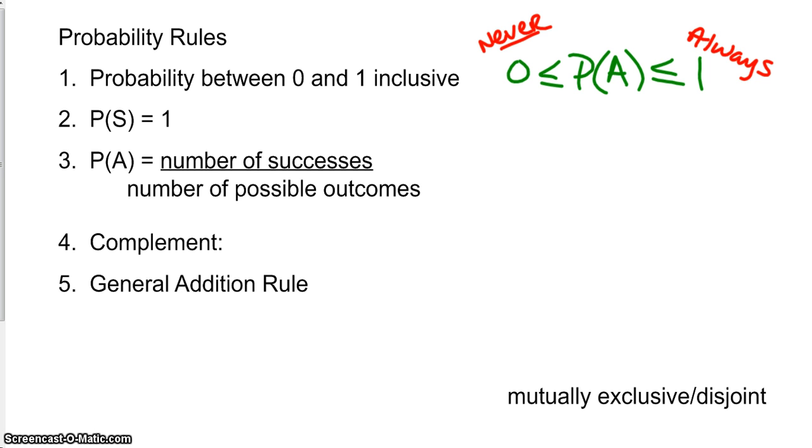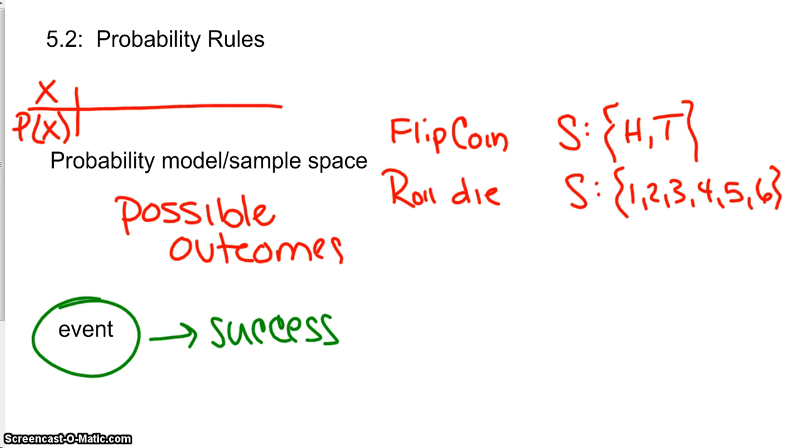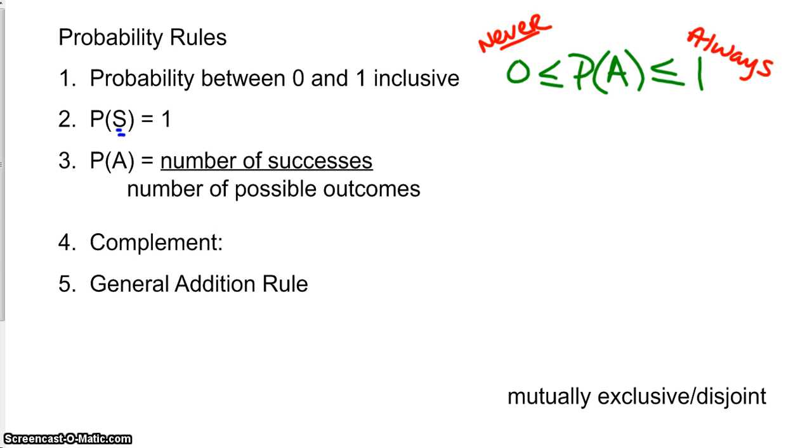Second one, probability of our sample space. Remember, that's what S is. My sample space is equal to 1. What it's basically saying is all my outcomes, if I add up their probabilities, will be 1. That's going to come into play a lot when we look at the table to make sure it's a legitimate probability distribution.